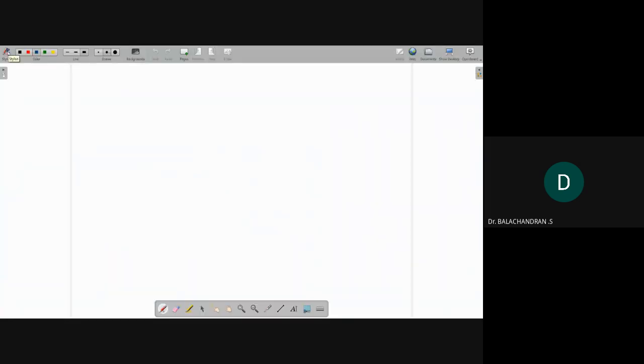Okay, so now I'm going to start the next section: expansion of sine theta, cos theta, and tan theta in powers of theta.